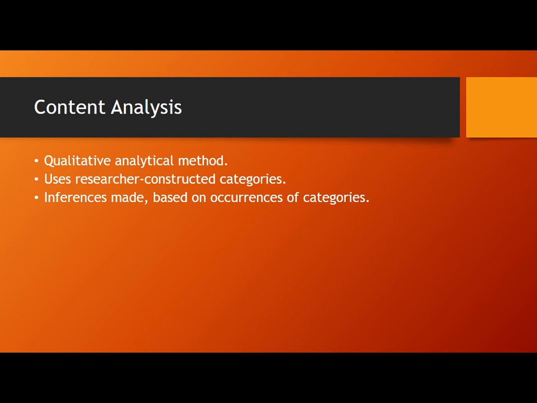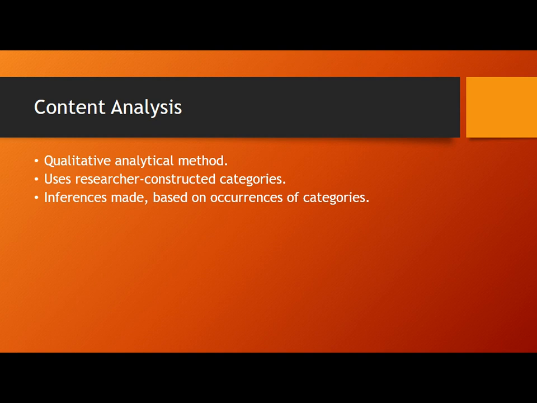Inferences are made based on occurrences of categories. For example, if you are able to find patterns in the way that somebody is tweeting about a particular subject over time, you can code those in. You can come up with a category of how it appears in tweets, and then you can look over a greater body of tweets and see what patterns arise after you've coded it. It's kind of fun to do.